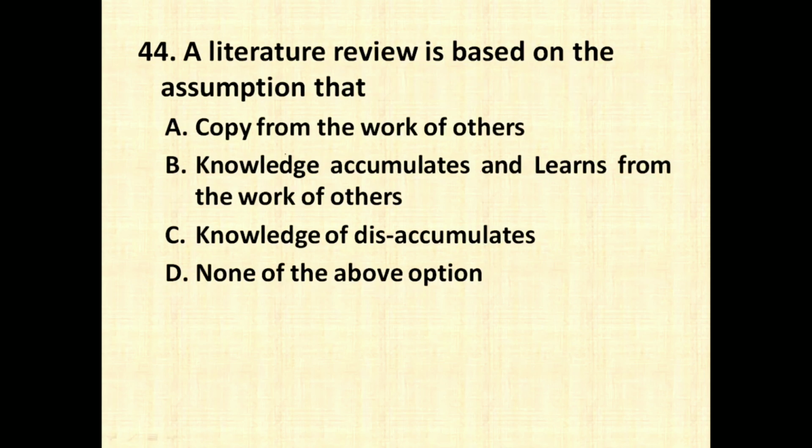A literature review is based on the assumption that: copy from the work of others, knowledge accumulates and learns from the work of others, knowledge of this accumulates, none of the above. So option number B, that is, knowledge accumulates and learns from the work of others, is the main assumption of literature review. You study what work has been done by other persons and then you try to extend their work or do some other work based on the previous works.